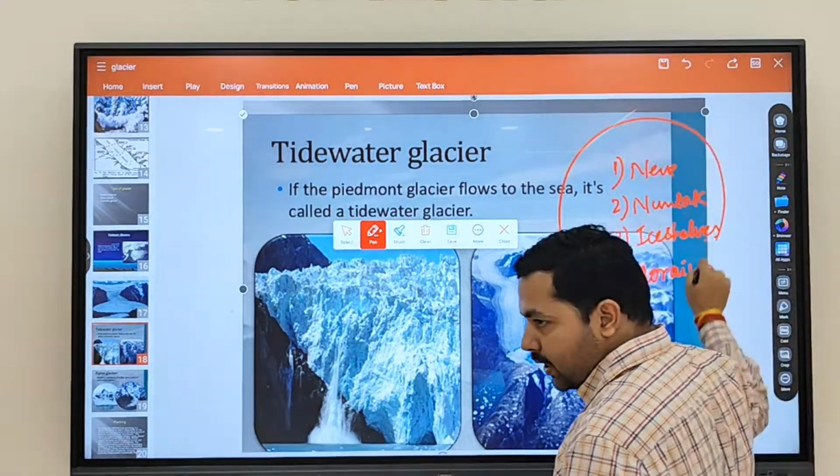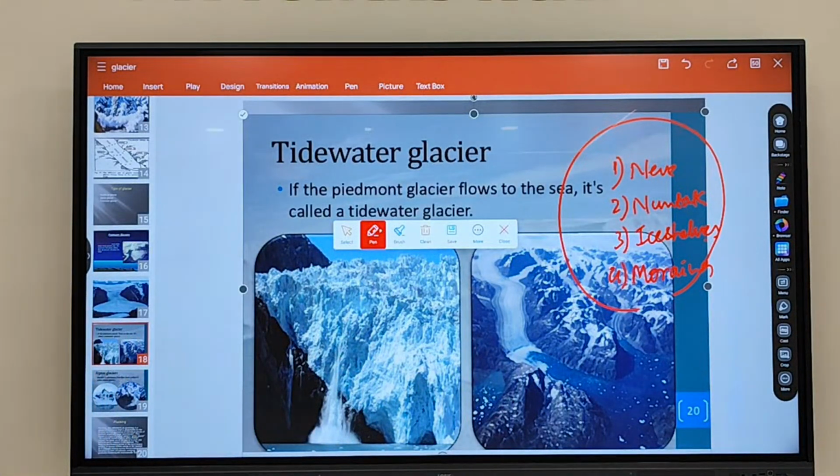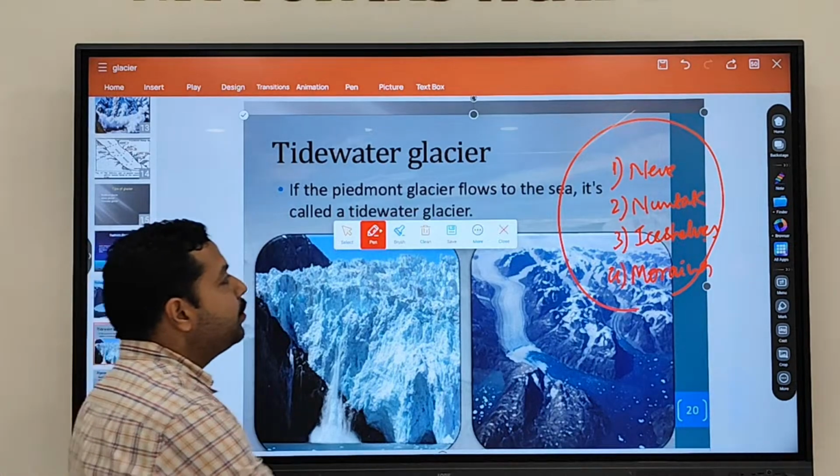So which of the glacial landforms is found in the Arctic or Antarctic region? If it is more than one, you can also select more than one. 1, 2, and 3. Anyone else? No, it is going to be 2 and 3.